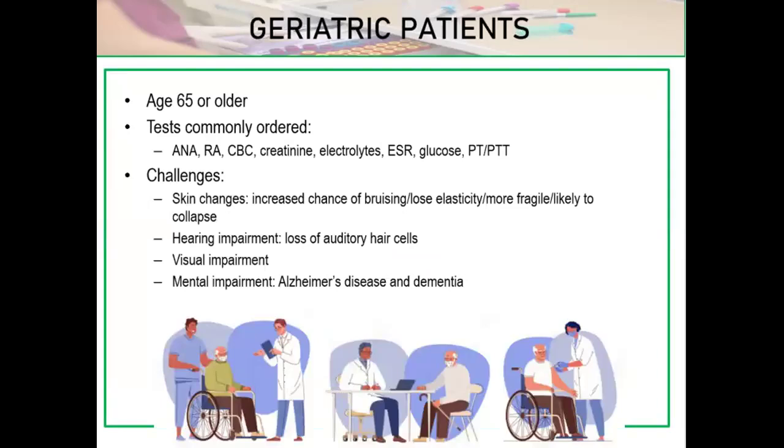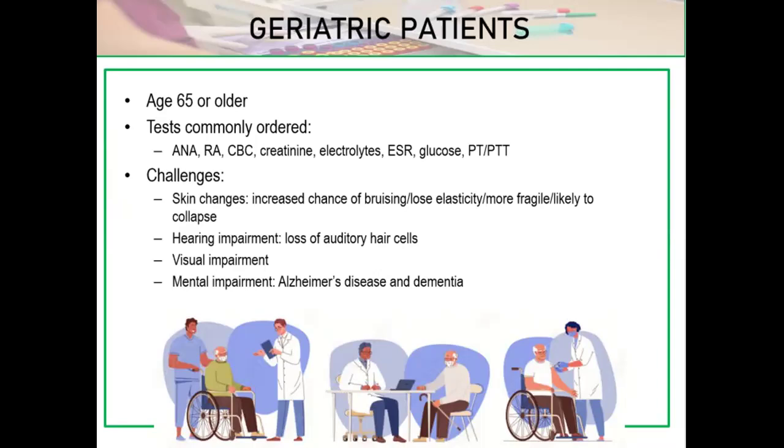Now let's proceed with our geriatric patients. Our geriatric patients are age 65 or older. The following are the tests that are commonly ordered on our geriatric patients. First, we have our ANA, anti-nuclear antibody. The purpose of this test, class, is to diagnose lupus, whose full name is SLE, systemic lupus erythematosus. So that is the diagnostic test.